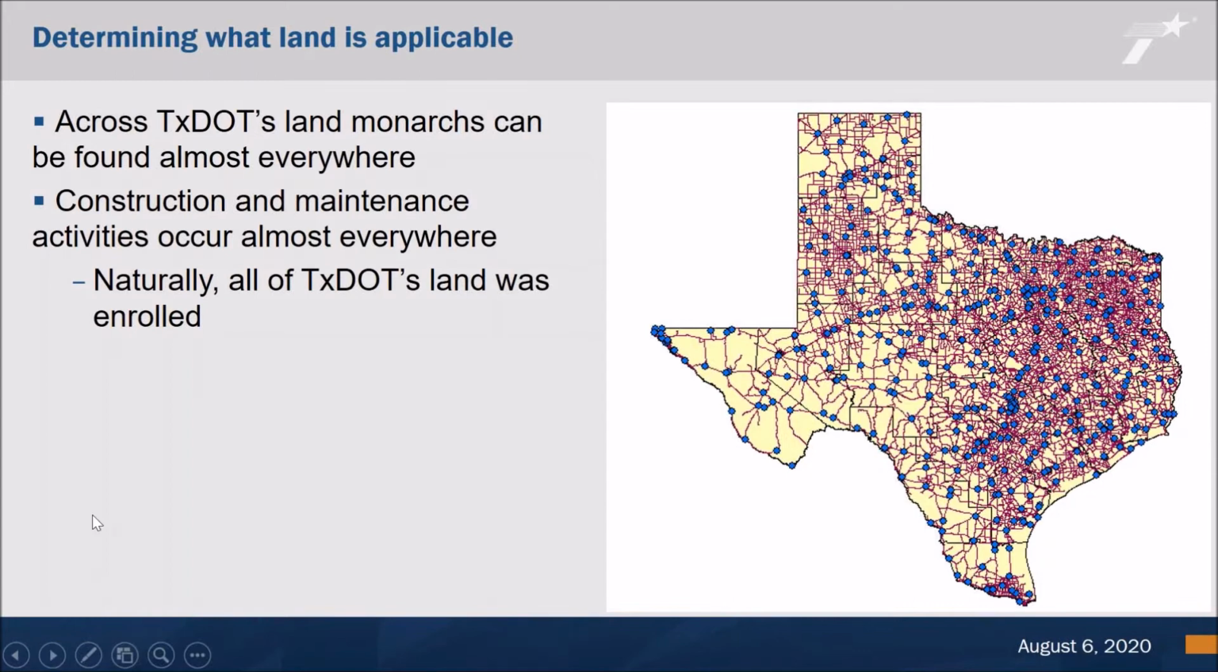So for TxDOT, it was a no-brainer that we had to enroll all of our land, our whole system. Because again, across our land, the monarchs can be found almost everywhere, and construction and maintenance activities will occur across our whole system. And this picture on the right is just a little snapshot of our system. Those blue dots are just cities, and then the roadways are in that purple color.